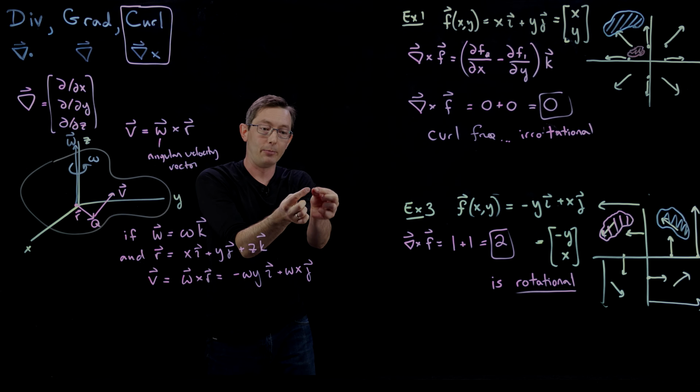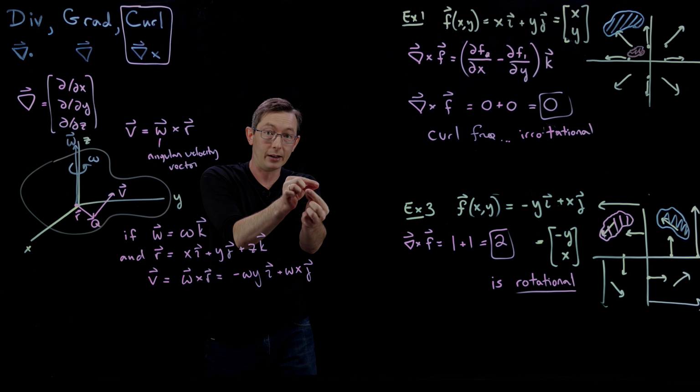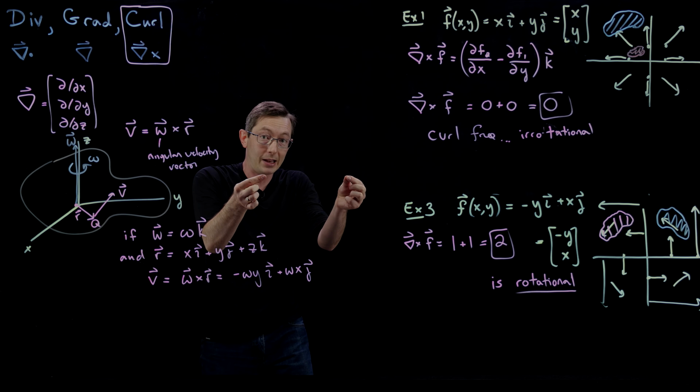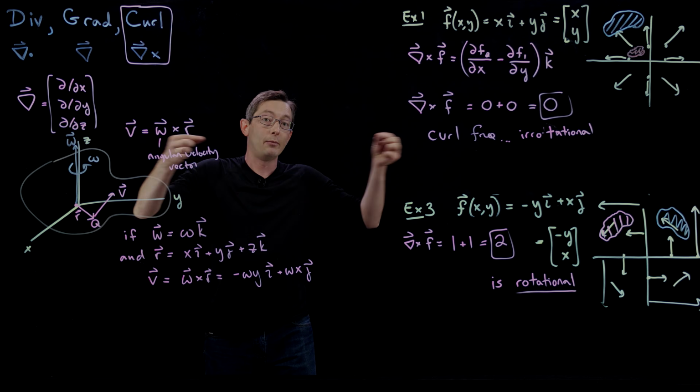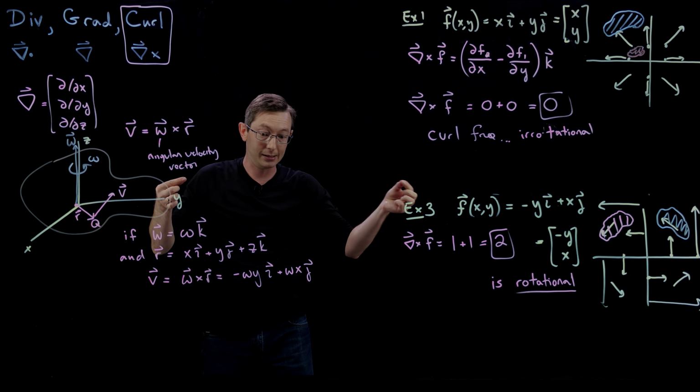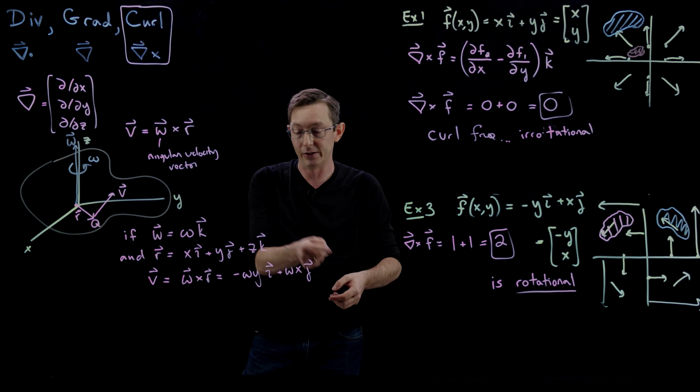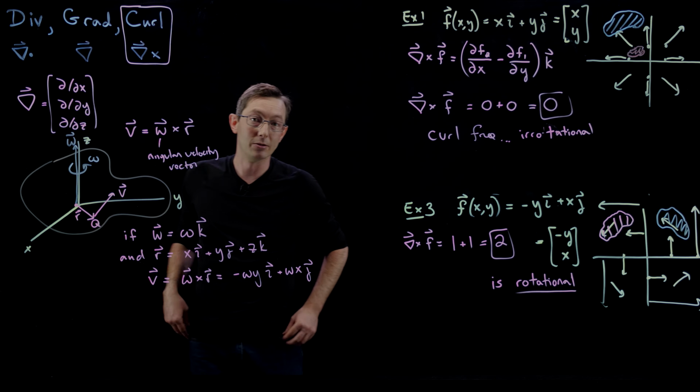So for every point, points that are closer to the axis of rotation are moving less fast. Points that are farther from the axis of rotation are moving more fast. Points that are at the very tips are moving the fastest. And that establishes this vector field for how this thing is rotating.